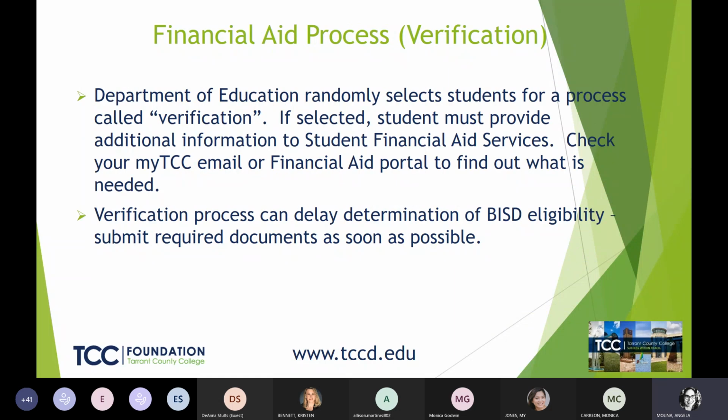Verification. There is a process called verification that is generated through the Department of Education. They randomly select about 30% of our students. So not 30% of the BISD students, but of the overall students who are receiving financial aid. It's their way to audit the information that you provide on the FAFSA. They want to make sure that what you entered is correct. And so there may be some additional information that has to be provided to student financial aid services.